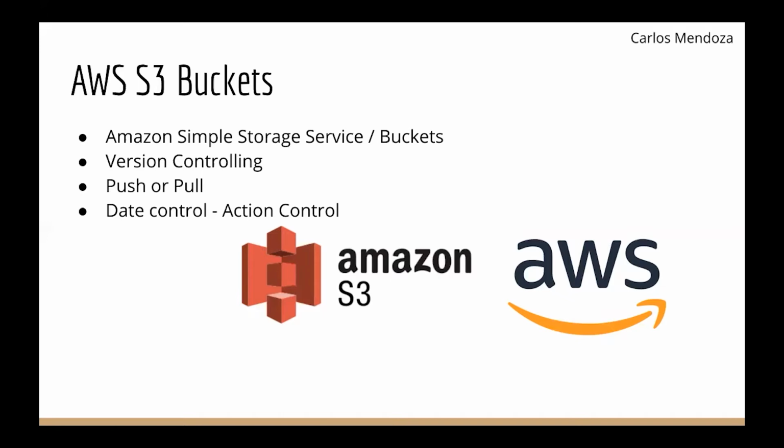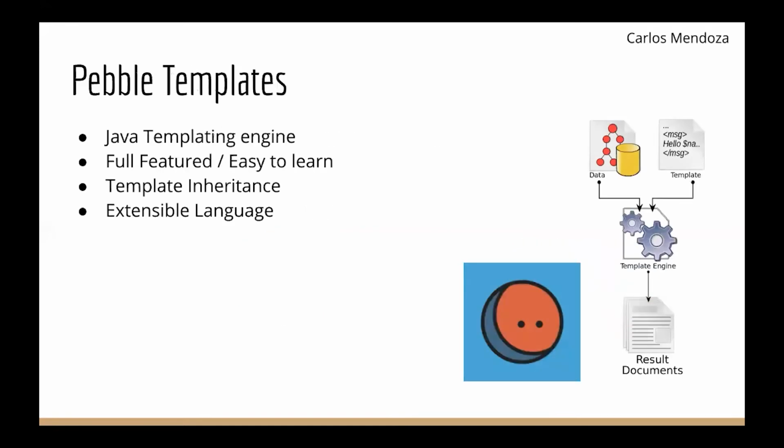With that being said, now I will be discussing the templating engine that we used for our project. So as I mentioned before, our main objective is to develop a document templating solution to enable dynamic document generation of policies. The templating engine that we use for our application is Pebble, and Pebble is a Java templating engine.